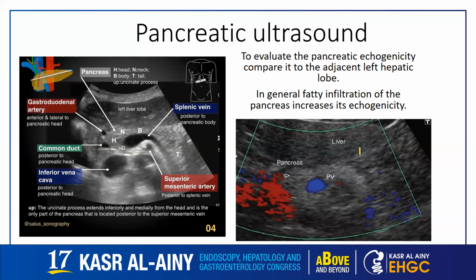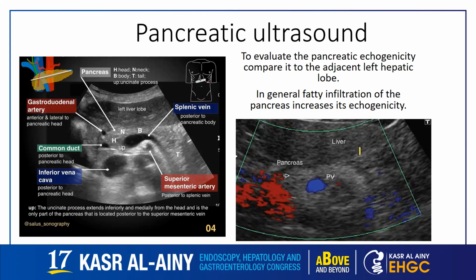The most commonly used pancreatic imaging modality is ultrasound. Being readily available and cheap, it is used to evaluate the pancreatic echogenicity. It's usually compared to the adjacent left hepatic lobe. In general, fatty infiltration of the pancreas shows an increase in the diffuse echogenicity of the pancreas. To visualize the pancreatic head and neck, it is best to place the probe just under the xiphisternum.